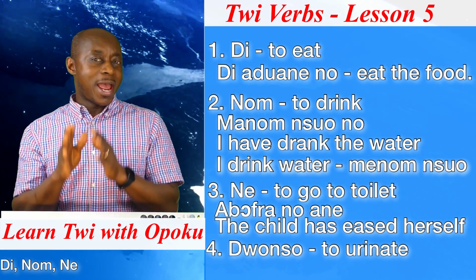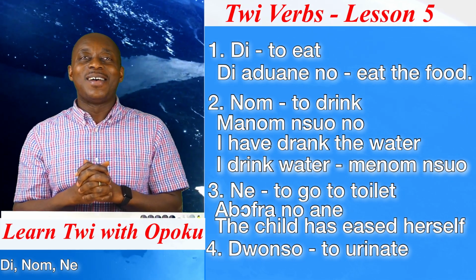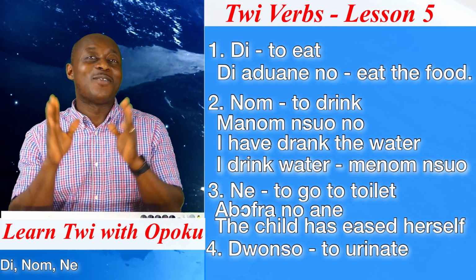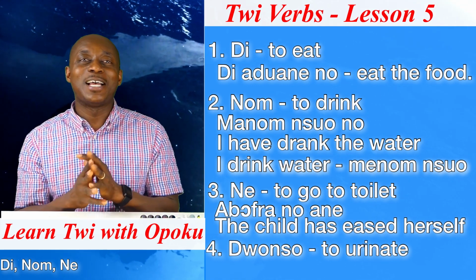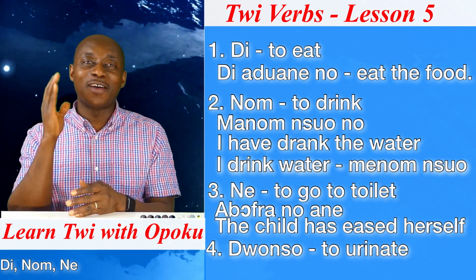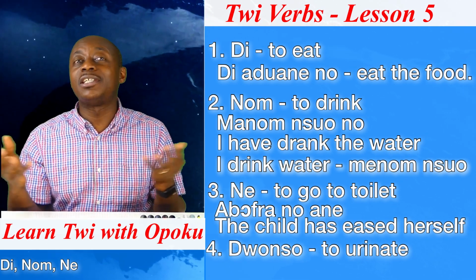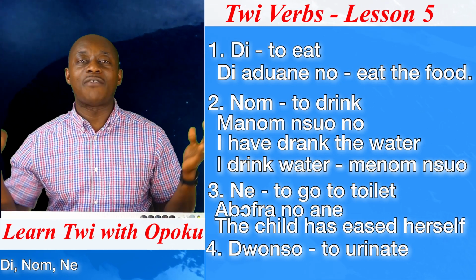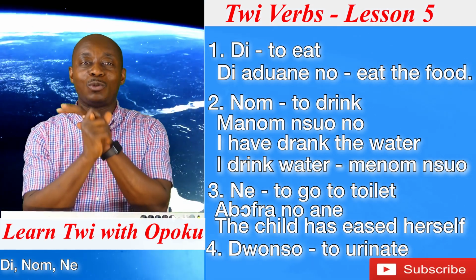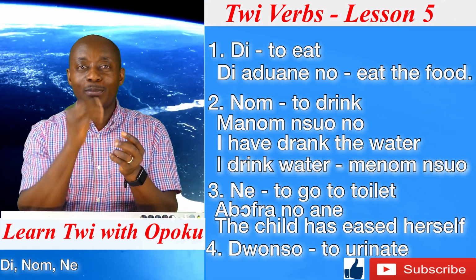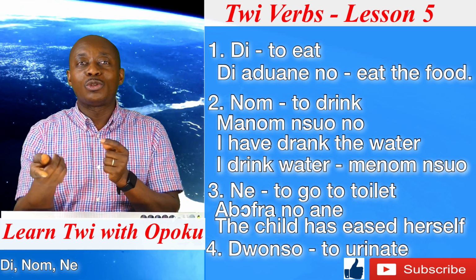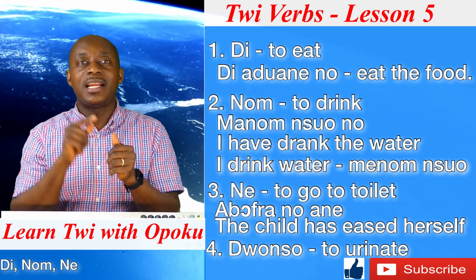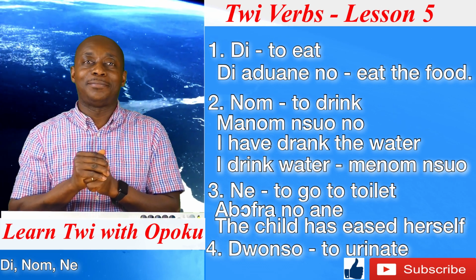This is where we'll end this lesson. It was very difficult for me to explain these words to you. And forgive me, if I don't teach, how would you know? Yeah. So what have we learned? We have learned di, and that is what? To eat. Nom, to drink. Johnso, to urinate. Ne, to do that thing.